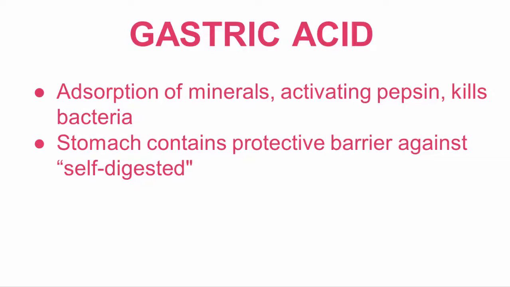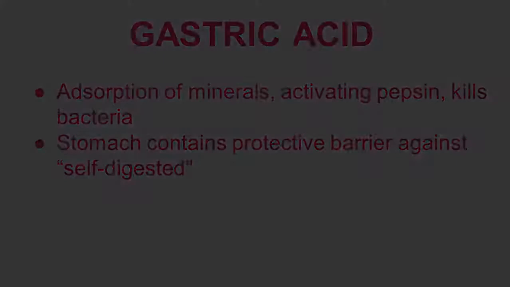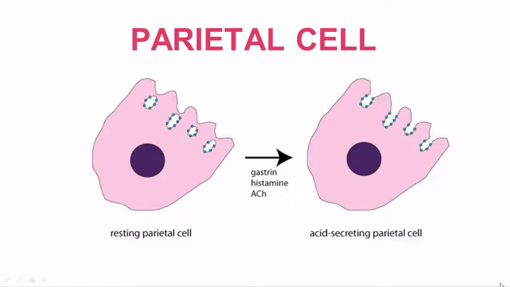Therefore, proton pump inhibitors are commonly used to treat peptic ulcers and gastroesophageal reflux disease, GERD, to reduce the overproduction of acid. Parietal cells are located in gastric glands in the stomach. They are normally inactive, but activated in response to gastrin, histamine, and acetylcholine. The activated parietal cells can then secrete gastric acid.